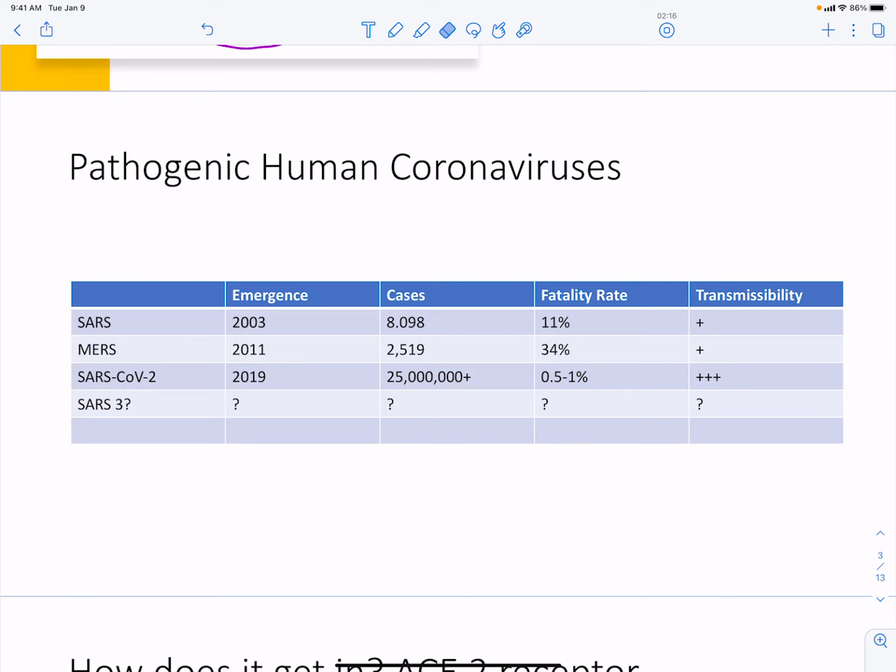fatality rate. And now we have SARS-CoV-2, which is very transmissible. So that's here. It's highly transmissible, but its fatality rate based on its cases is much lower. However, because it infects so many people, there are a lot more deaths associated with SARS-CoV-2. And there's always a question, when's the next coronavirus going to happen? So you can see that it's happened almost every 8 years. So is this going to be a new cycle with this particular strain of virus?